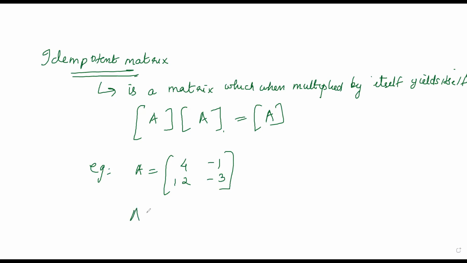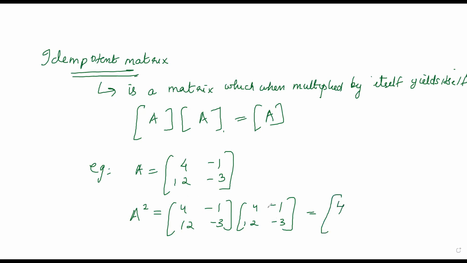Try A square, or multiply that with itself, A square. That means I am multiplying this with itself. So when I multiply 4 into 4, 16 plus minus 1 into 12, that is 16 minus 12, you get 4. 4 into minus 1, minus 4 plus 3, so that is minus 1.